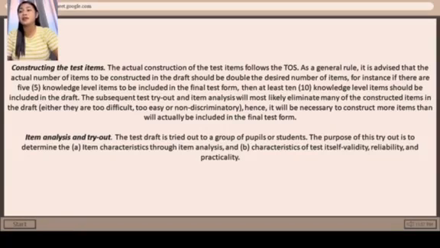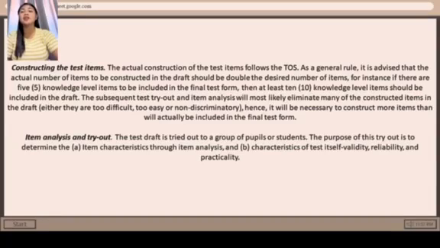Constructing the types of test items. The actual construction of the test items follows next. A general rule is advised that the actual number of items to be constructed in the draft should be double the desired number of items. For instance, if there are 5 knowledge level items to be included in a final test form, then at least 10 knowledge level items should be included in a draft, and subsequent tests, a tryout, and item analysis will most likely eliminate many of the constructed items in the draft, whether they are too difficult, too easy, or too discriminatory.